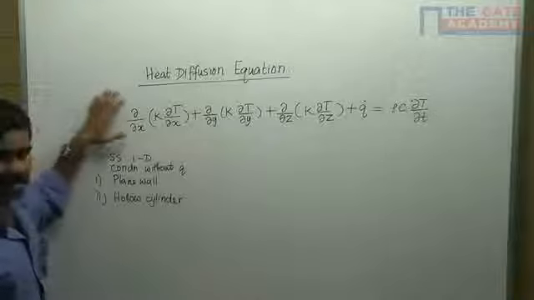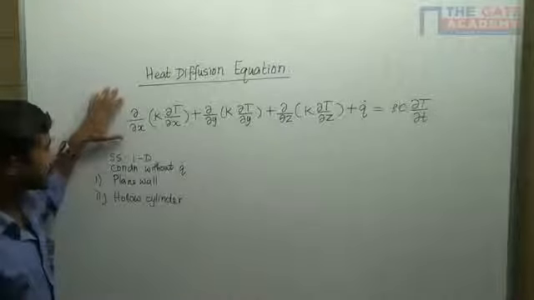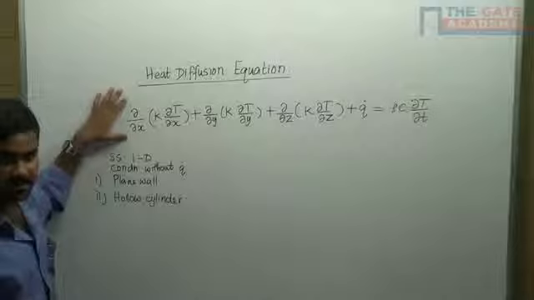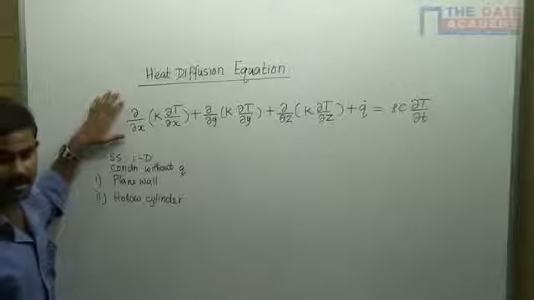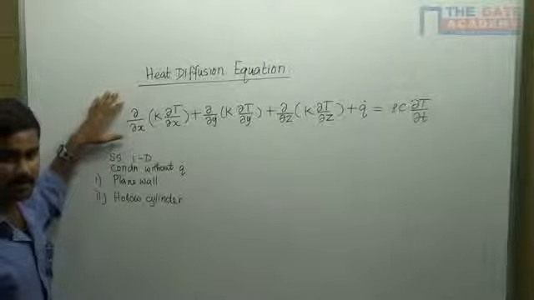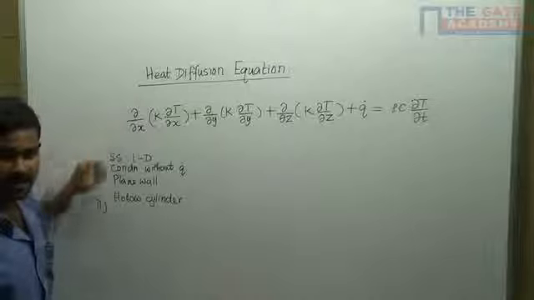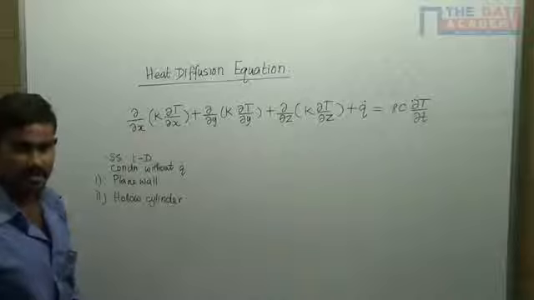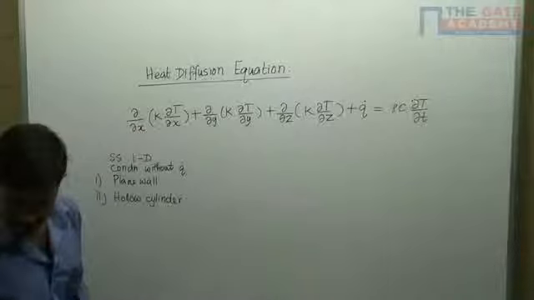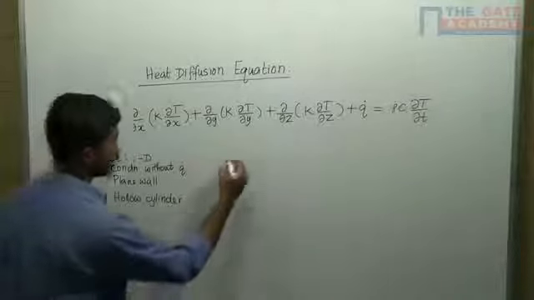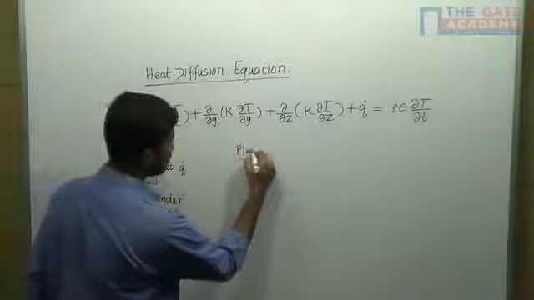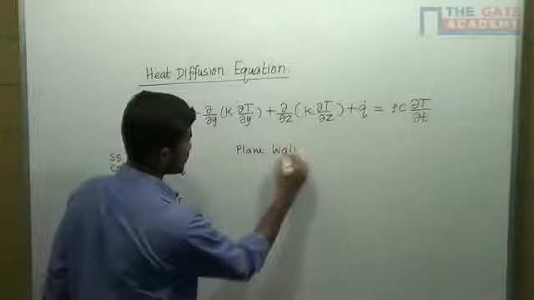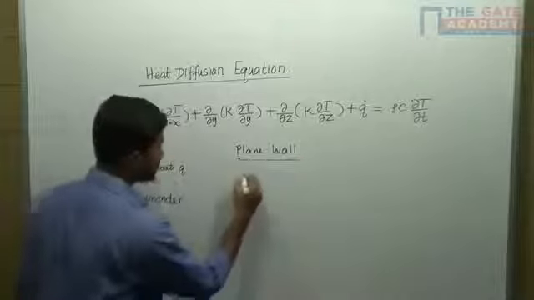A lot of terms get cancelled, and this complicated partial differential equation turns out to be a simple ordinary differential equation. You were able to solve the ordinary differential equation, apply the boundary conditions, find the temperature distribution, and find the heat transfer rate. Let me just give you the results for the plane wall.